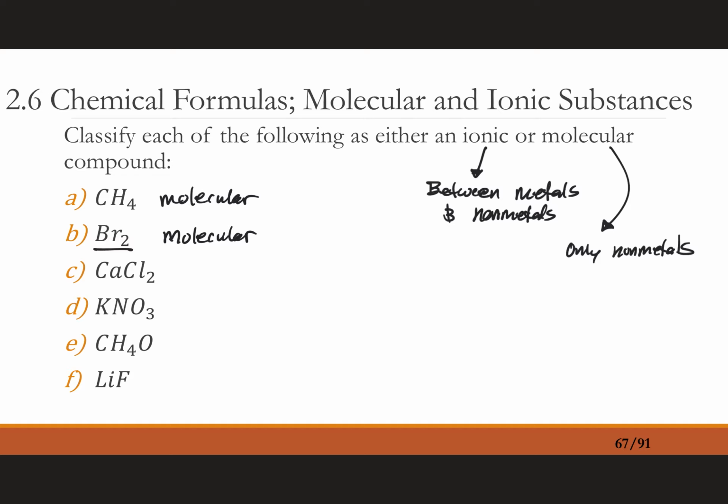Calcium chloride, CaCl2, has the metal calcium and the nonmetal chlorine. And let me do something here. Let's highlight metals in blue and nonmetals in red. So let's do that here.